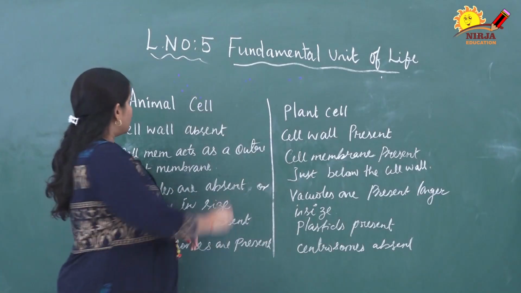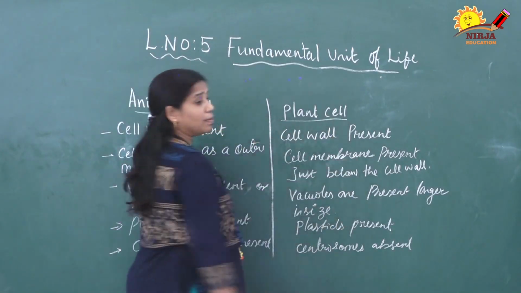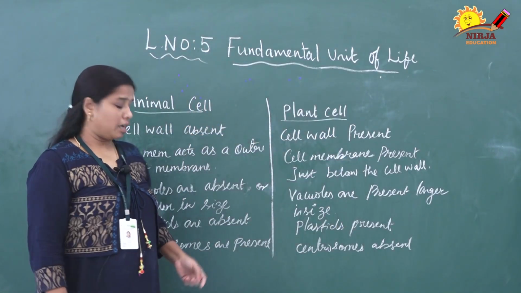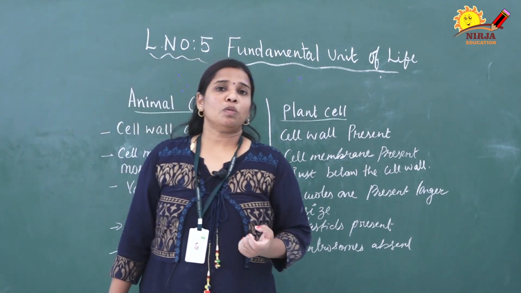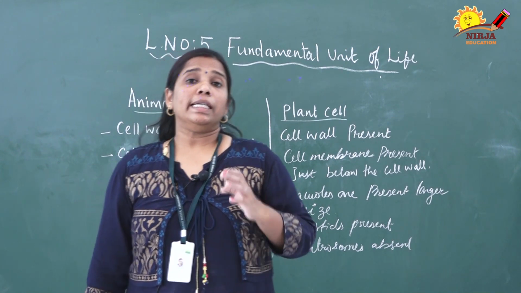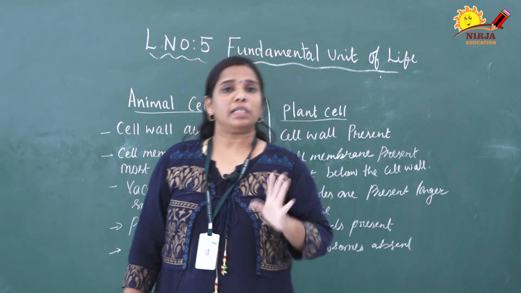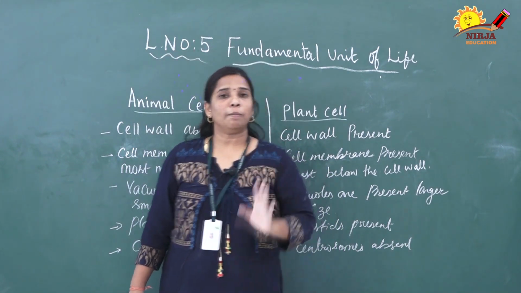Now we are going to discuss the difference between animal cell and plant cell. Before that, I have to explain what a centrosome is. Centrosome is a small cell organelle. It is present only in animal cells. It is absent in plant cells.